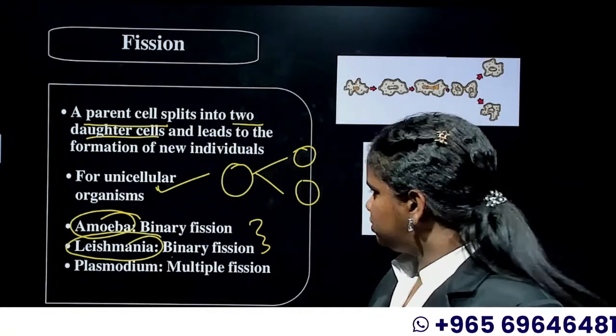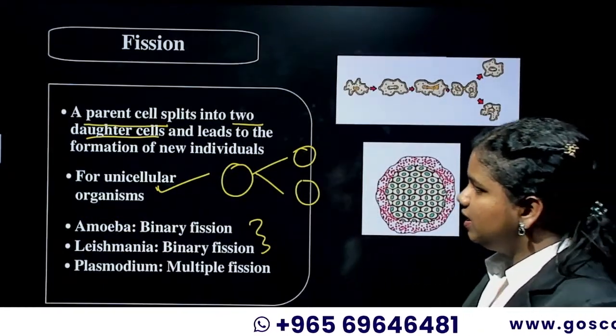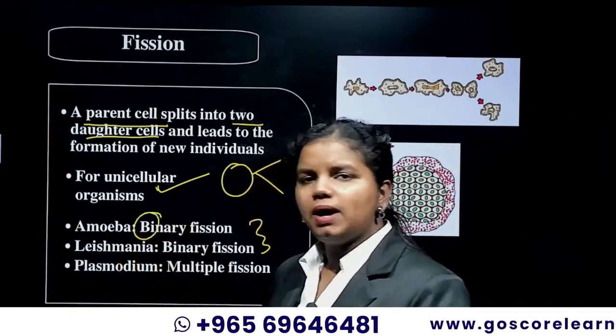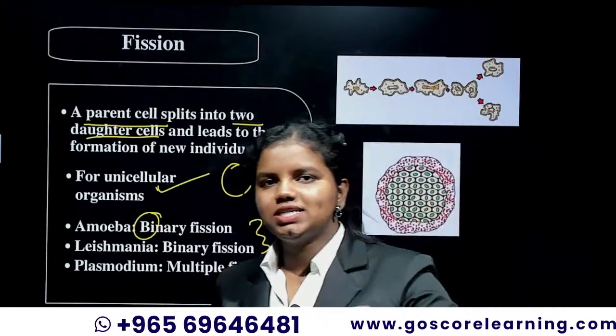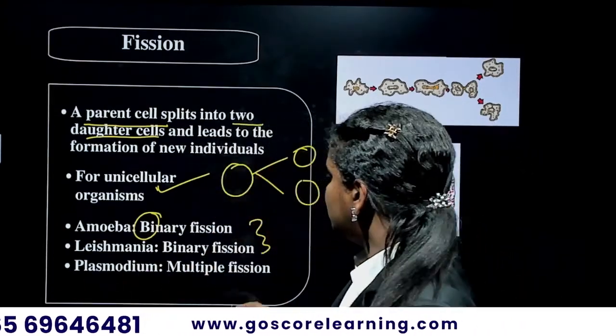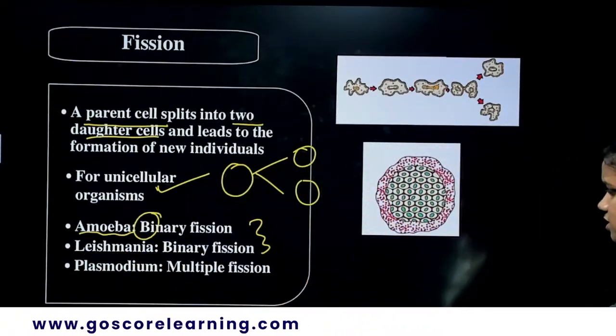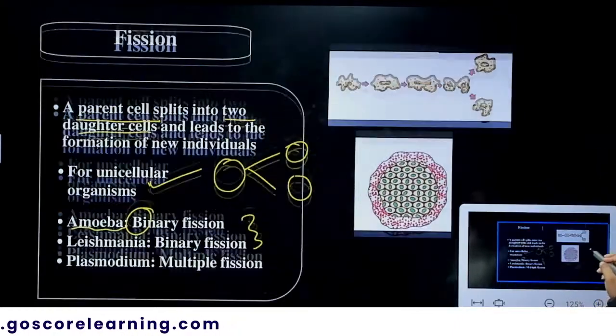Binary fission is nothing but, as the word suggests, bi means 2. So one cell splitting into 2 is binary fission. You can see that in amoeba. Even in amoeba the same thing happens. You can see it here in the figure.